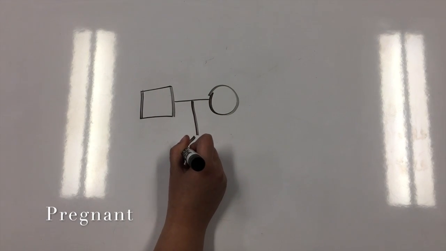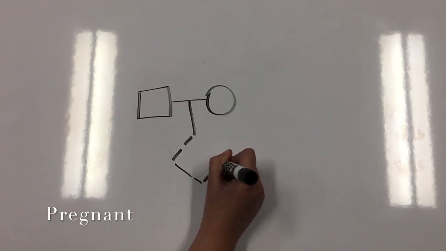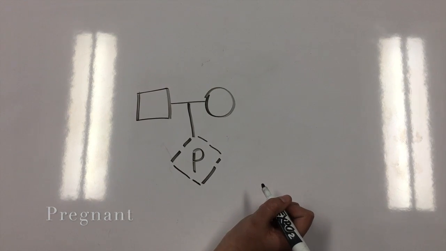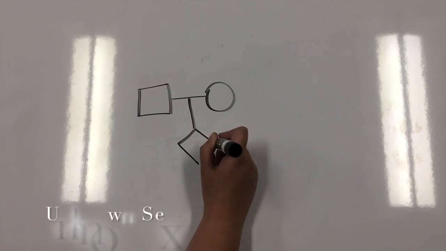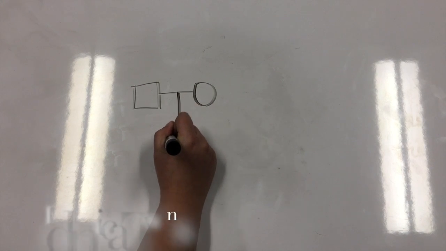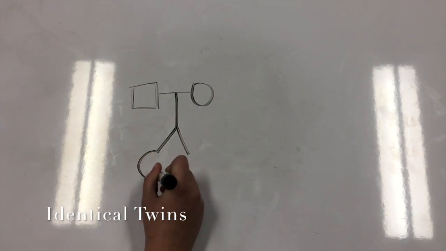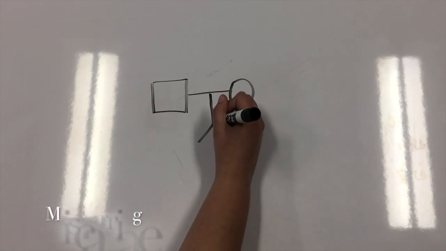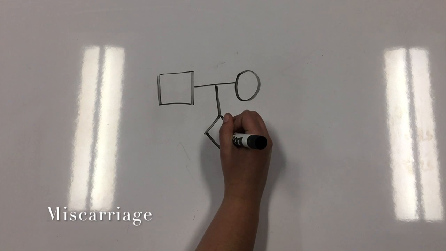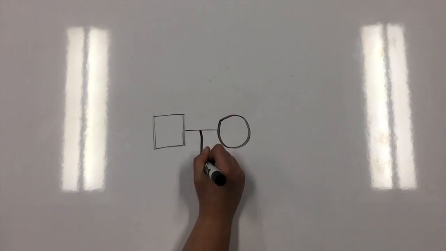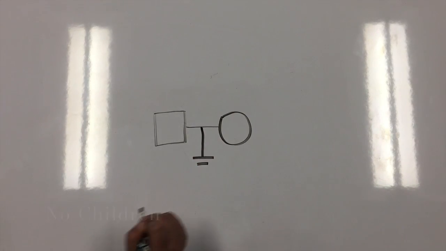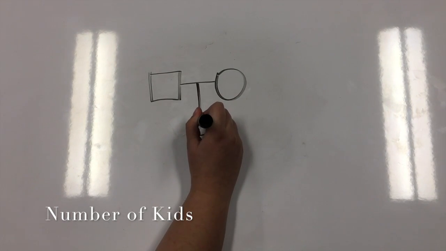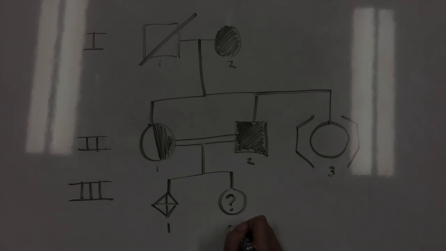If a couple is pregnant, you draw a dotted diamond with a P in the middle. If you don't know the sex of the child, you draw just a diamond. For identical twins, it's similar to fraternal, where they're diverging, but there's a line that connects them in the middle. If a couple has a miscarriage, it's represented by a diamond with a small line at the bottom. If a couple has no children, it's represented by a truncated line. For just the number of kids that a couple has, you just put the sex and then number.